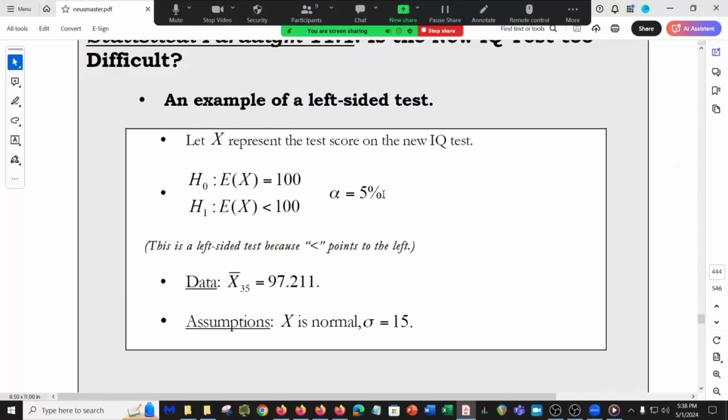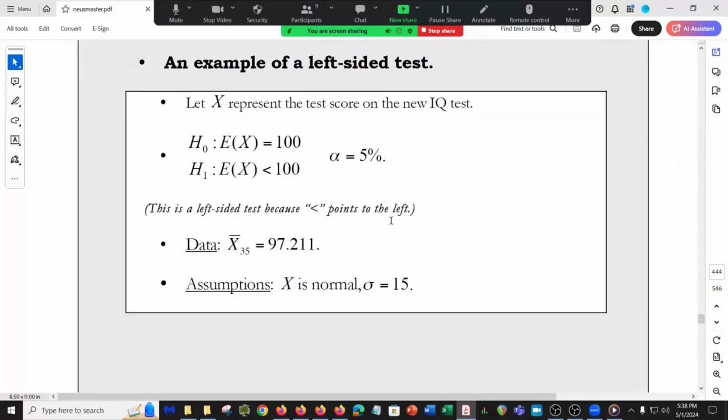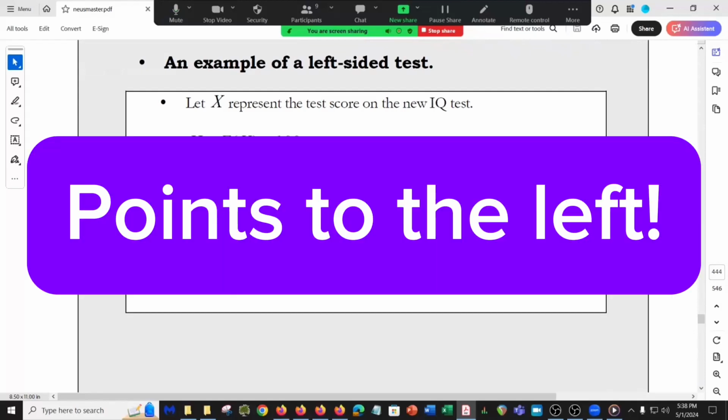Significance level we set to 5% because that's given in the problem, but that's also culturally accepted. Just culture. It's just what we do. Is there a good reason for it? No. Is it arbitrary? Yes. But that's what our culture has accepted. Now, this is a left-sided test because this inequality symbol, namely the less than symbol, what direction does it point? It points to the left.